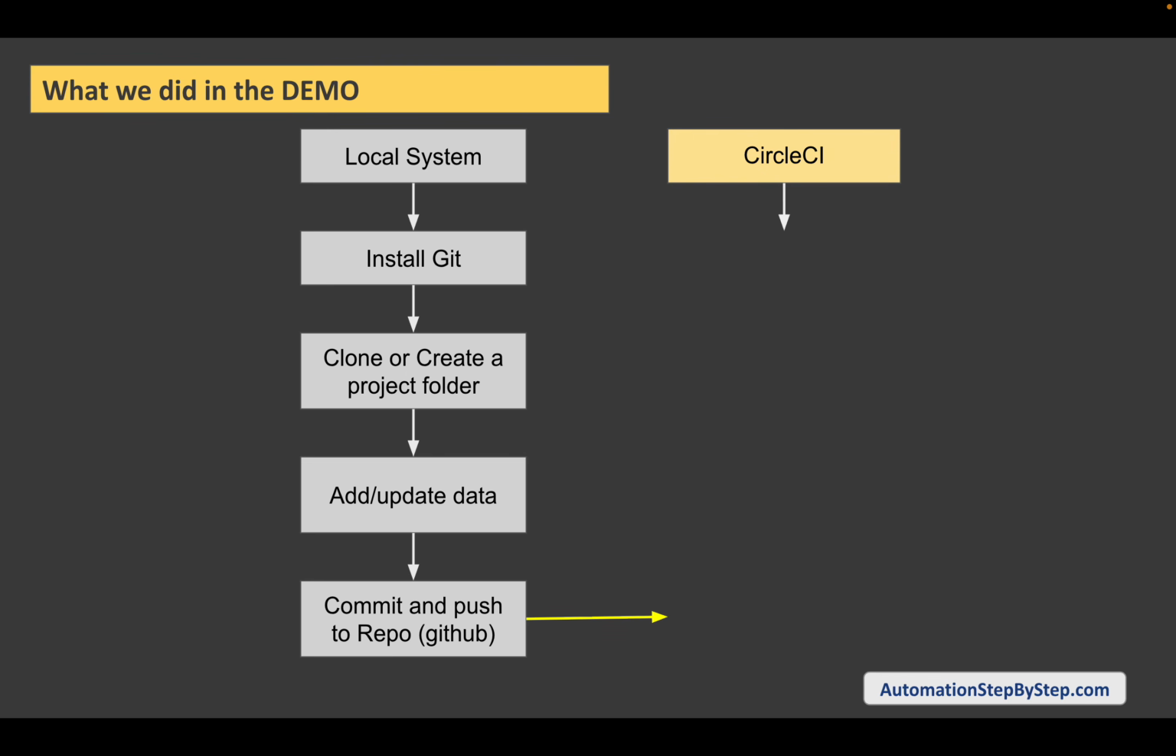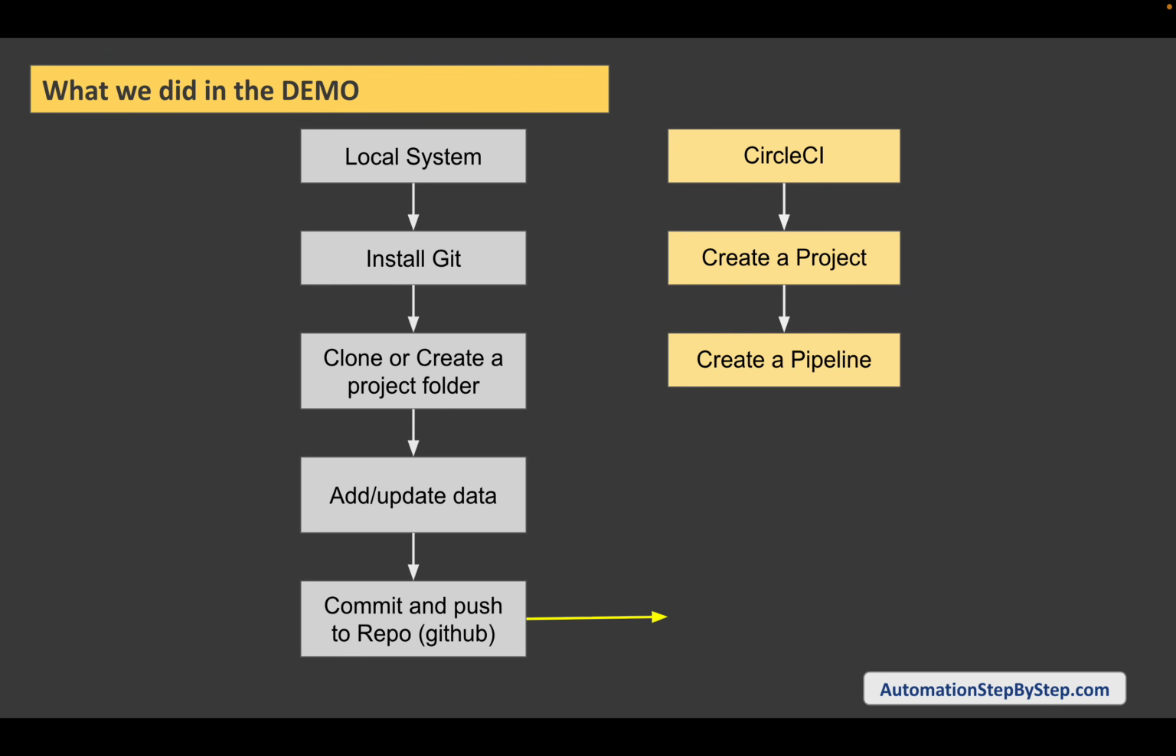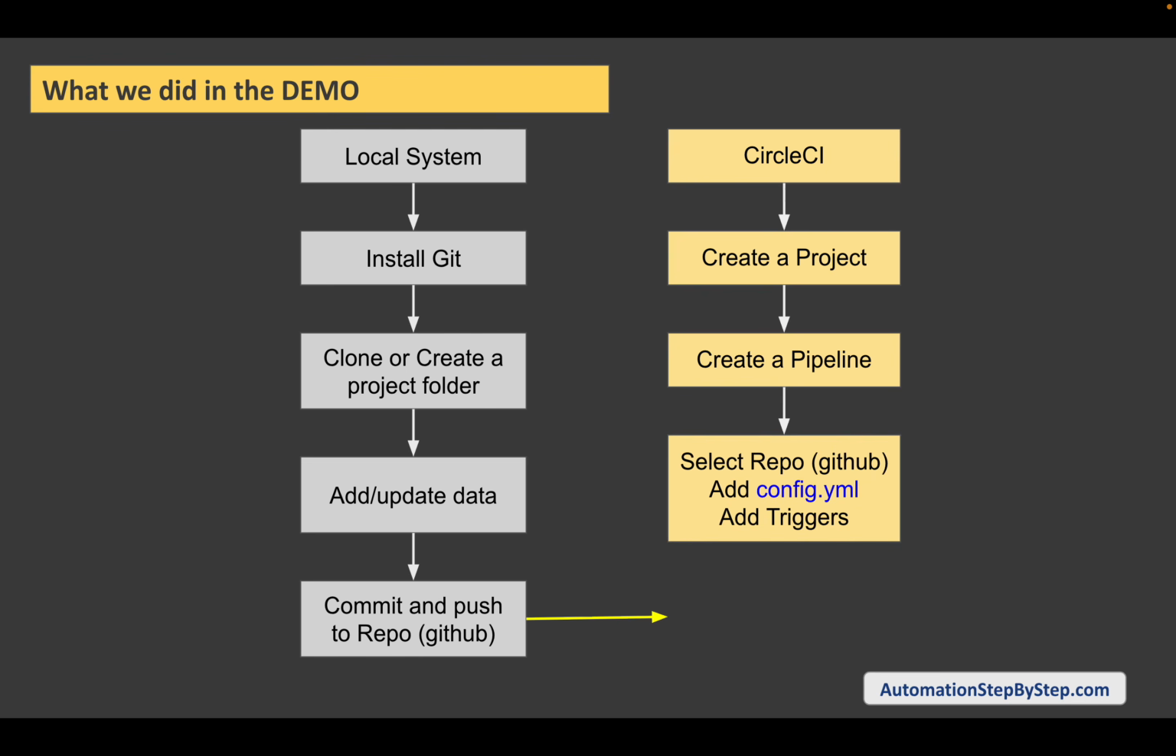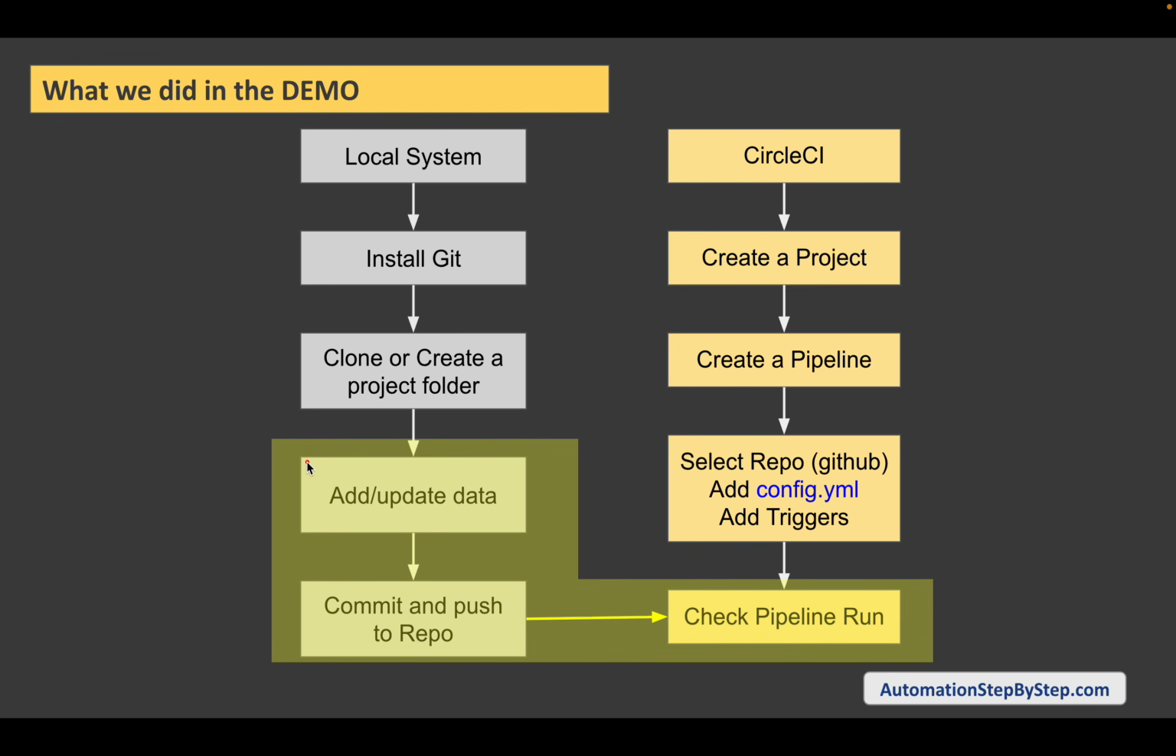After this, on CircleCI, we created a project, we created a pipeline, and then in the pipeline we connected to the same GitHub repository, and then we added the config.yml file and added the triggers, and then we ran the pipeline. And now after these initial steps, this is what we will be continuing to do. We will be adding or updating the data in our project folder from our local system. We will commit and push the changes to the repository, and this will trigger the pipeline on CircleCI.